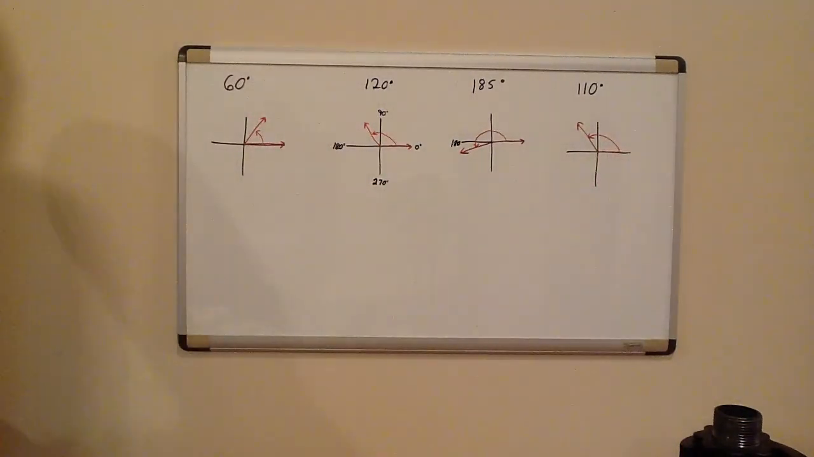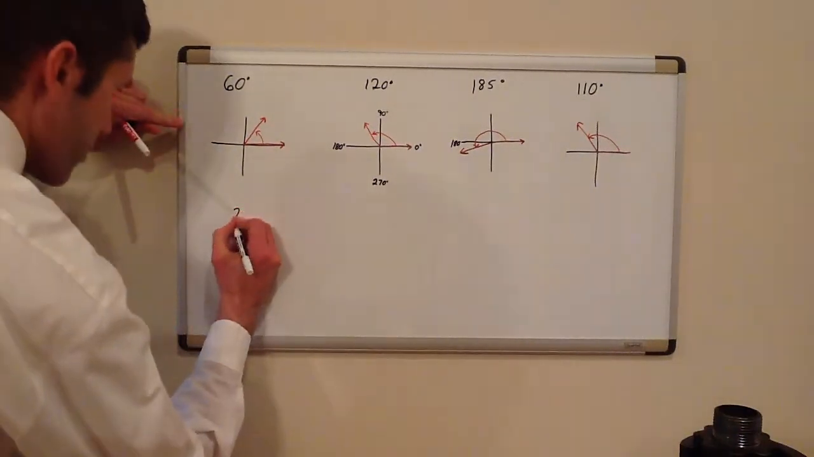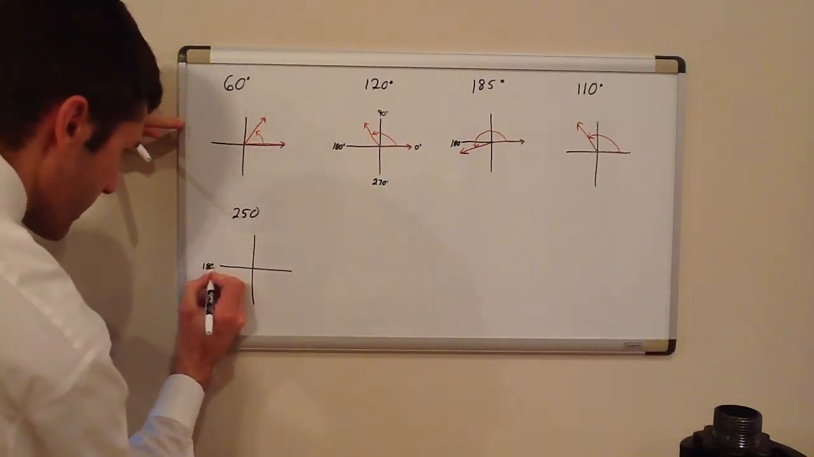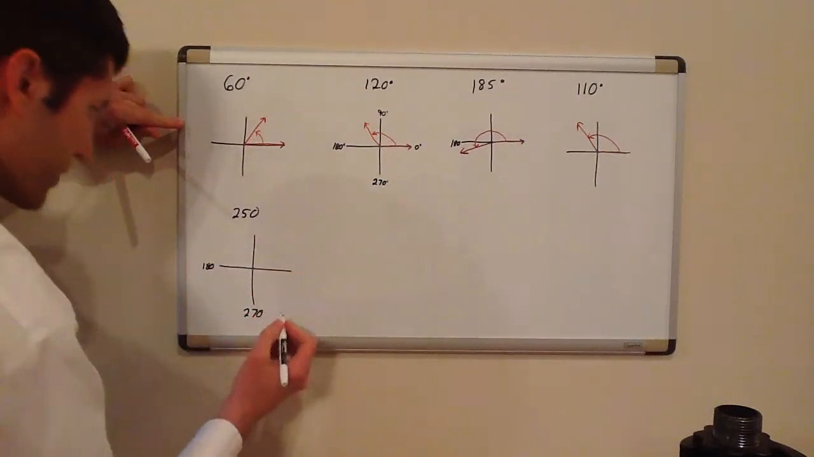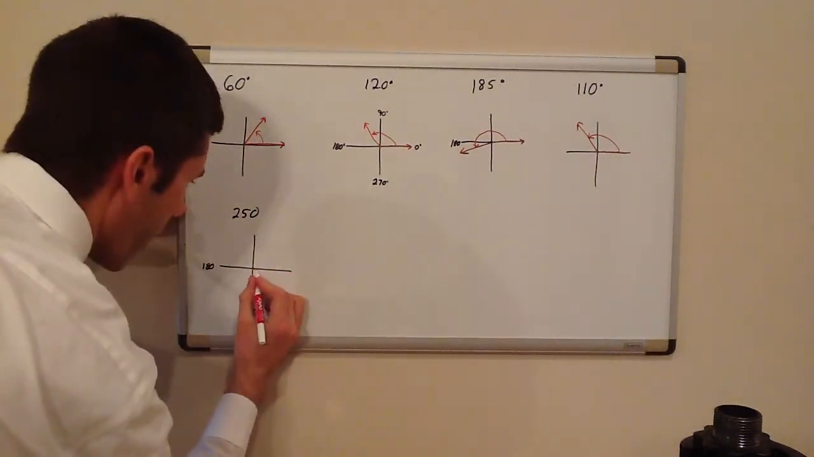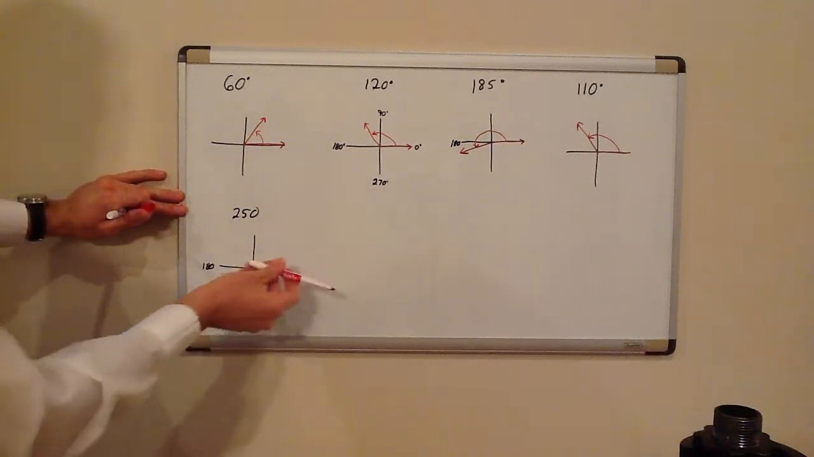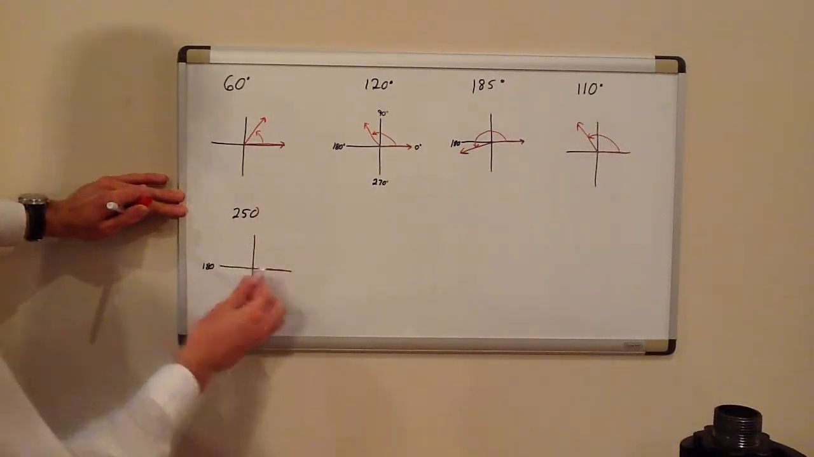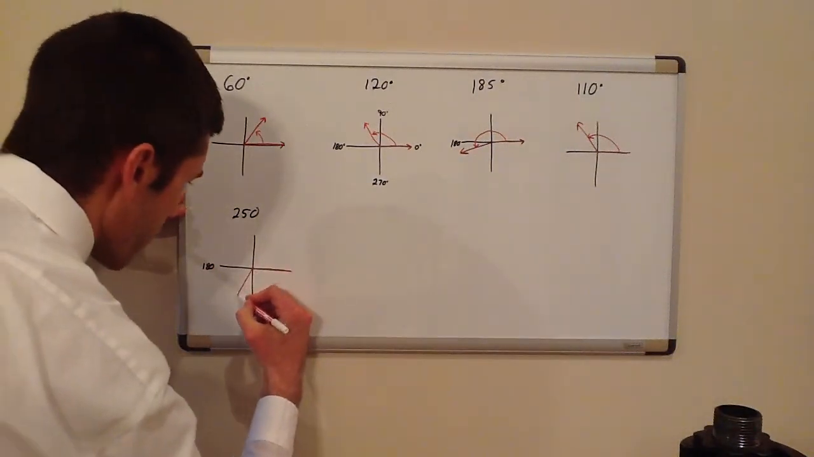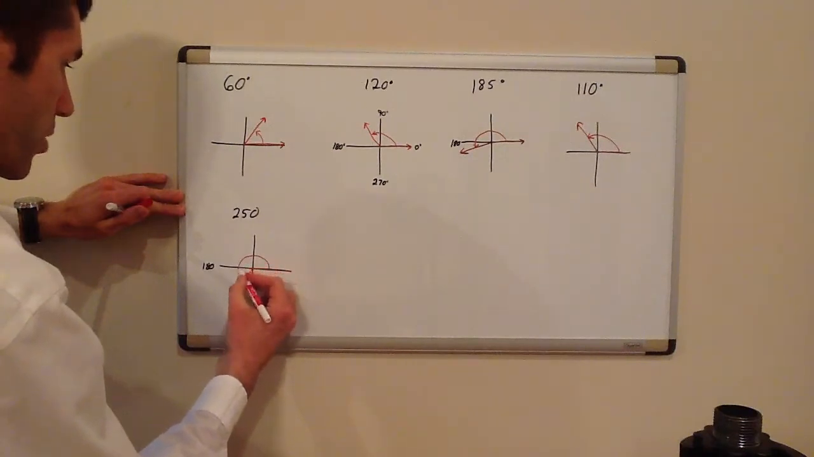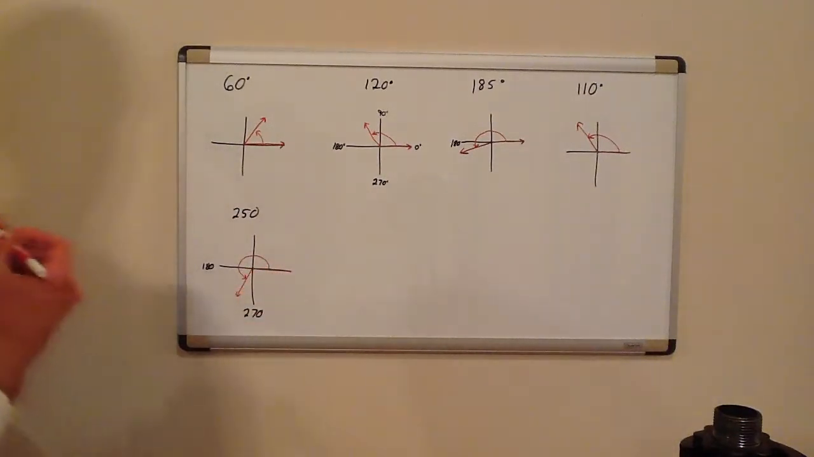Now, the next row, they're going to get a little bit crazier, particularly towards the end. So let's just go ahead and draw each of them. So 250, knowing that this is 180 and this is 270, then 250 is going to start here, and it's going to swing all the way around past 180 and almost get to 270. So 250 is somewhere along in here. And for what it matters, it opens in this direction.